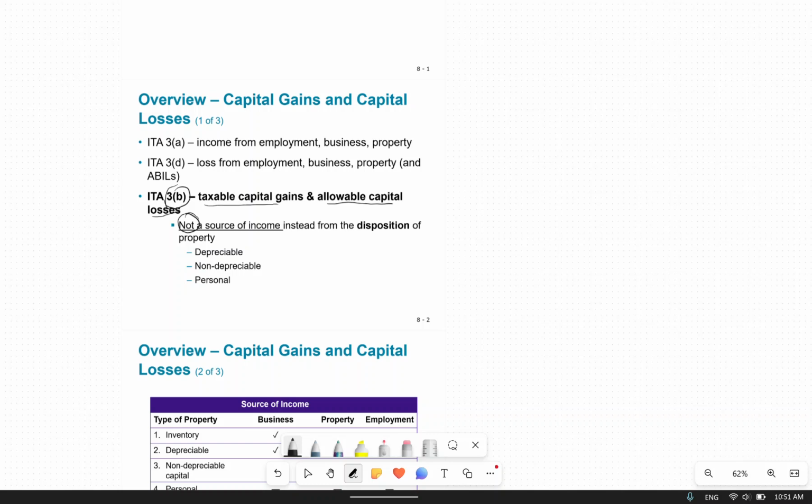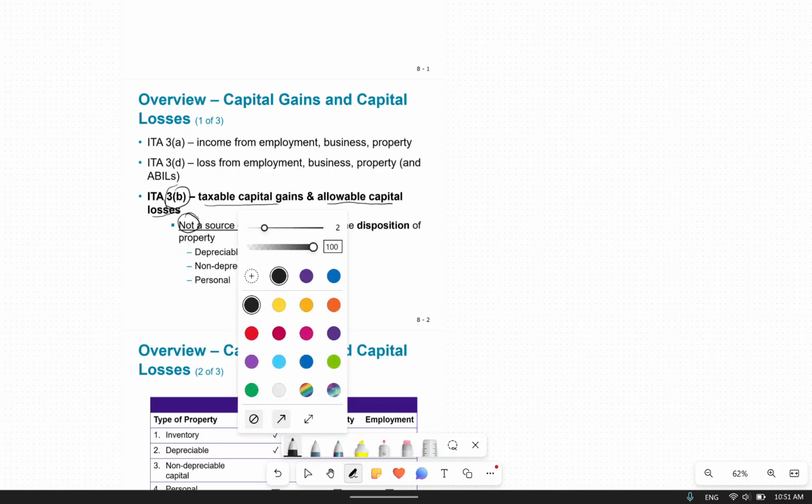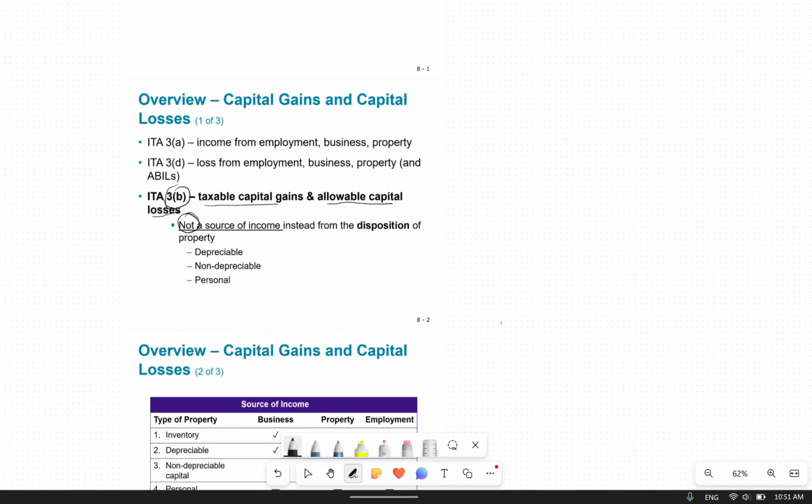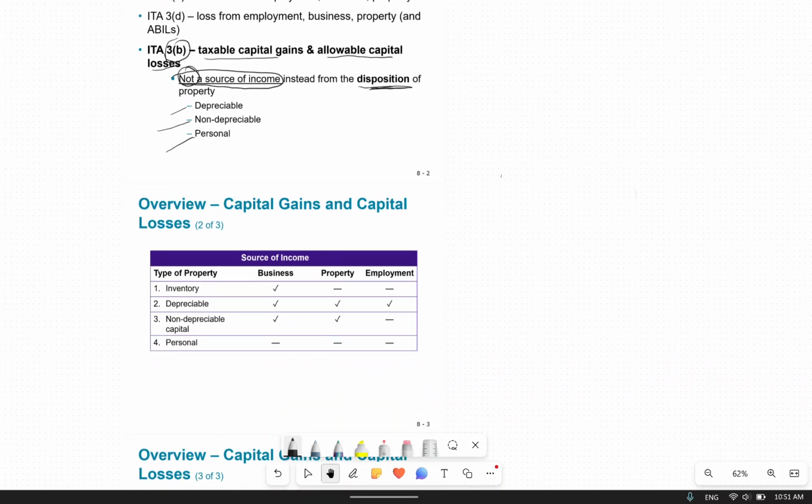When we think of our taxable capital gain, what do we mean by taxable? When we think of an allowable, what do we think about that? Before we get to that, we needed to say it is not a source of income. Instead, it is the disposition of a property. You could dispose of a depreciable property, non-depreciable property, or a personal property.